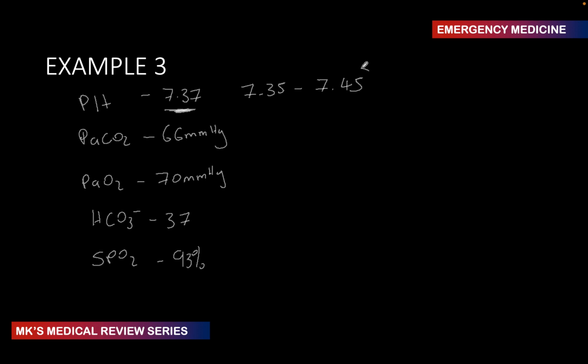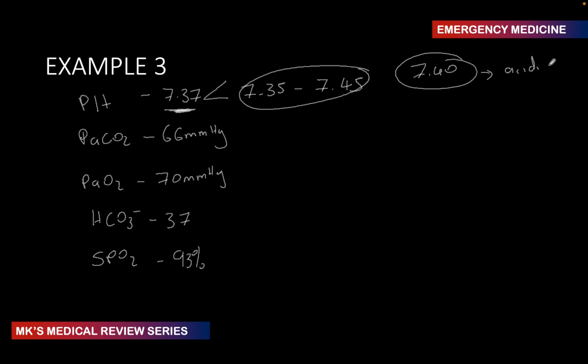So instead of us using this range here, we're going to compare it to the 7.40. Remember, this is our optimum pH. Remember, 7.37 is less than the 7.40. So it means that this person here is on the acidic side. So they are on the acidic side of things.